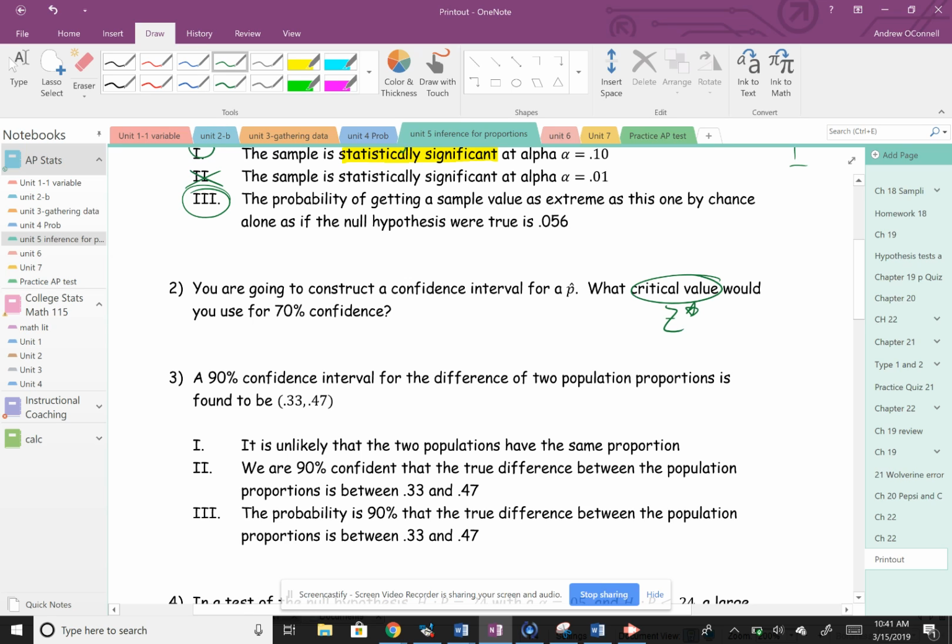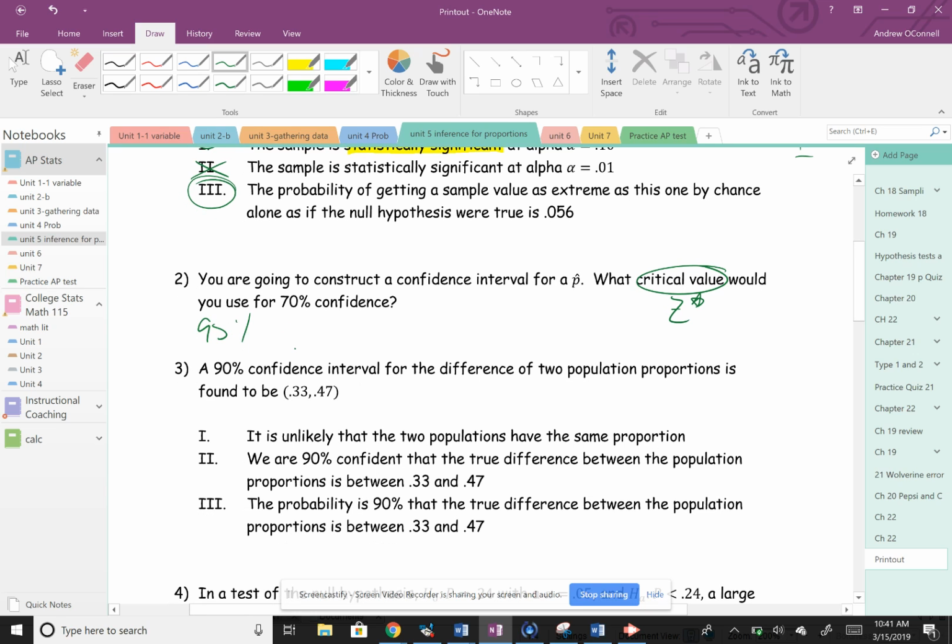For 70% confidence, you'd be using a different z than 1.96. If it was 90%, it would be 1.645. That all comes from a normal model with, in this case, 70% in the center, which means you'd have 15% in each tail. So typing out inverse norm, 15% in the tail, 0 for the mean, 1 for the standard deviation. If you plug all that in, it'll give you your answer.